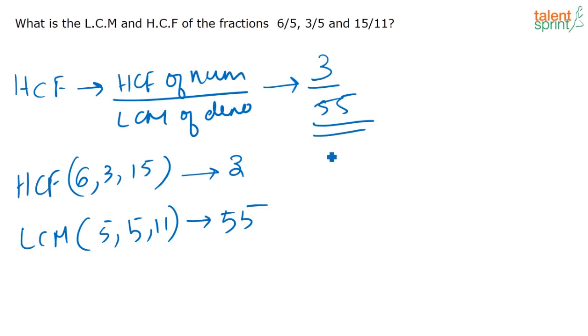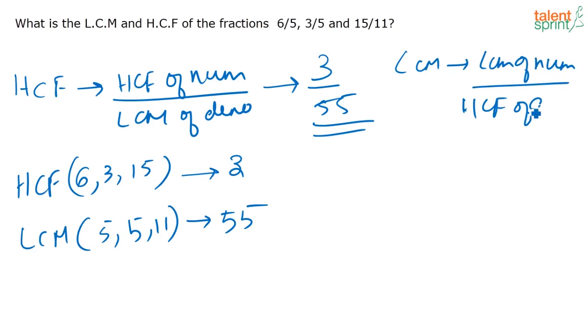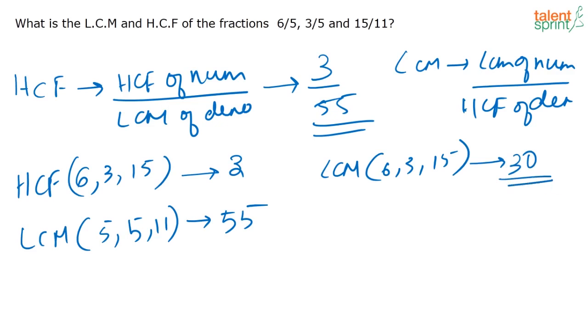Now, next coming to LCM. How do you find the LCM of the given fractions? It is LCM of the numerators divided by HCF of the denominators. Okay. Now, looking at the LCM of the numerators. What is the LCM of 6, 3 and 15? Which will be the least common multiple of 6, 3 and 15? It will be 30, correct? 6 5s are 30, 3 10s are 30, 15 2s are 30.